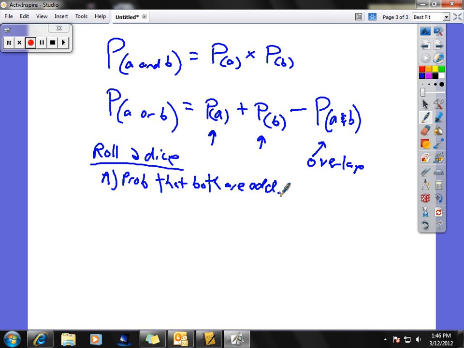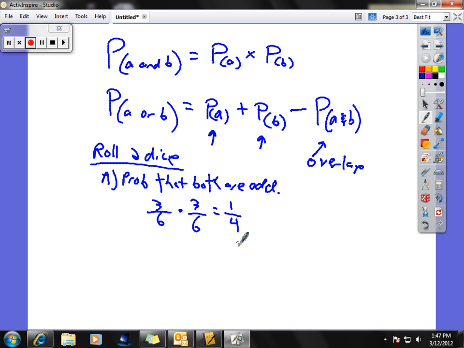So the probability that the first one is odd is what? How many odd numbers are there on the die? There's 3, right? So the probability that the first one is odd is 3/6. And the probability that the second one is odd is 3/6 again. You can reduce that. That's 1/2 times 1/2, right? So that's 1/4. So 1/4 of the time, you're going to get both odd dice.